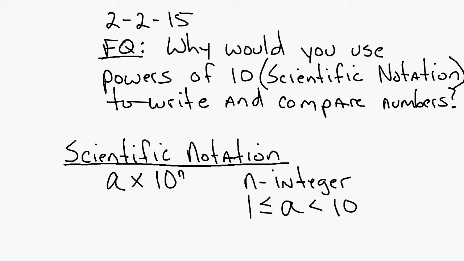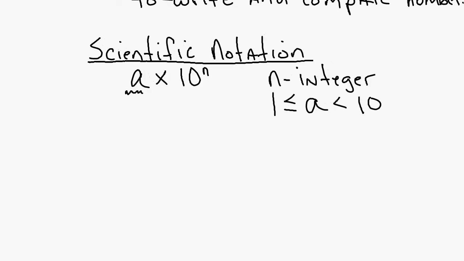Alright, that's the criteria. Scientific notation is A times 10 to the nth power, where A has to be greater than or equal to 1 and less than 10. This number right here has to be greater than or equal to 1 and less than 10. And then it's times 10 to a power.